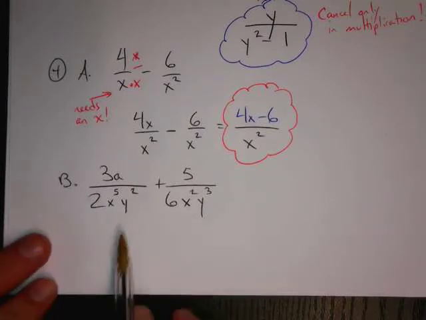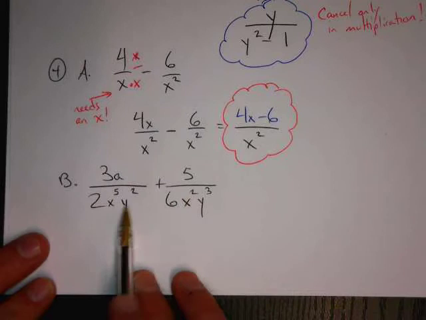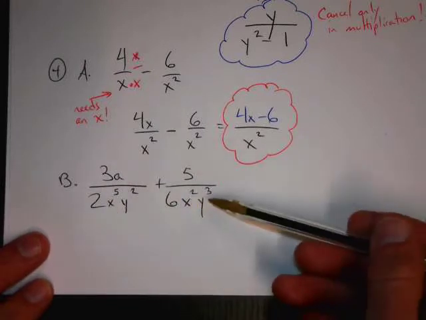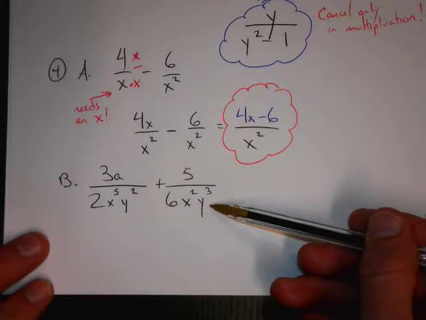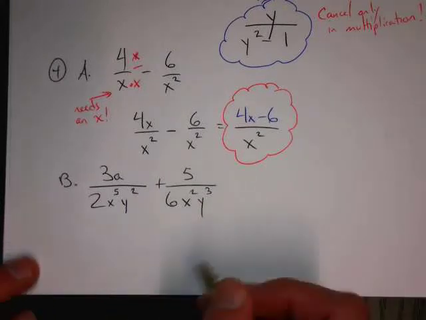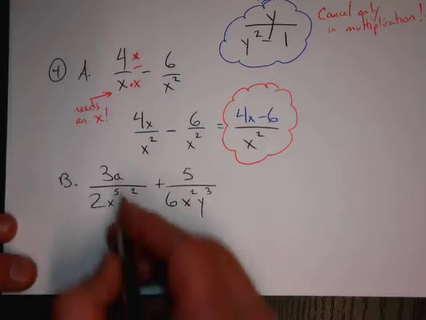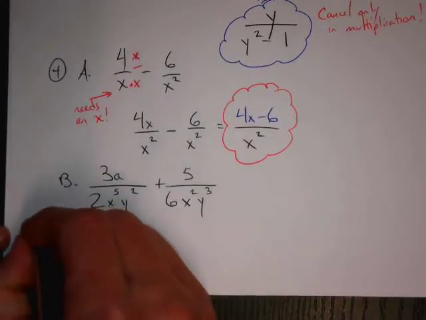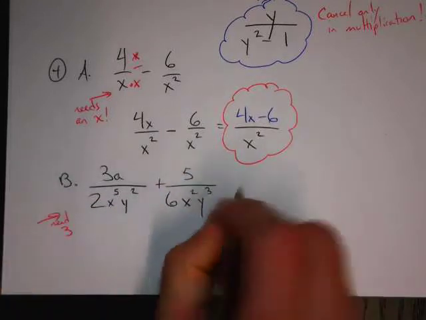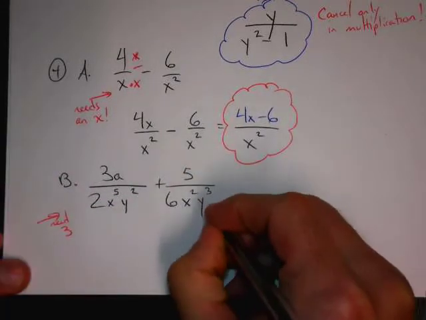Both of these denominators have x's, right? This denominator has 5 of them. This denominator has 2 of them. So this denominator needs some x's, right? So this denominator needs 3 more x's. So remember before, this denominator needed a 3, right? So we need a 3. This denominator needs x to the 3rd power.